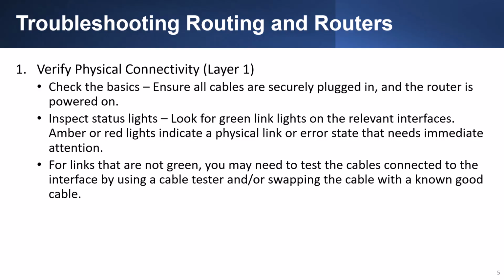Verify physical connectivity. Check the basics. Ensure all cables are securely plugged in and the router is powered on. Inspect status lights by looking for green link lights on the relevant interfaces. Amber or red lights indicate a physical link or error state that needs immediate attention. For links that are not green, you may need to test the cables connected to the interfaces by using a cable tester and/or swapping the cable with a known good cable.